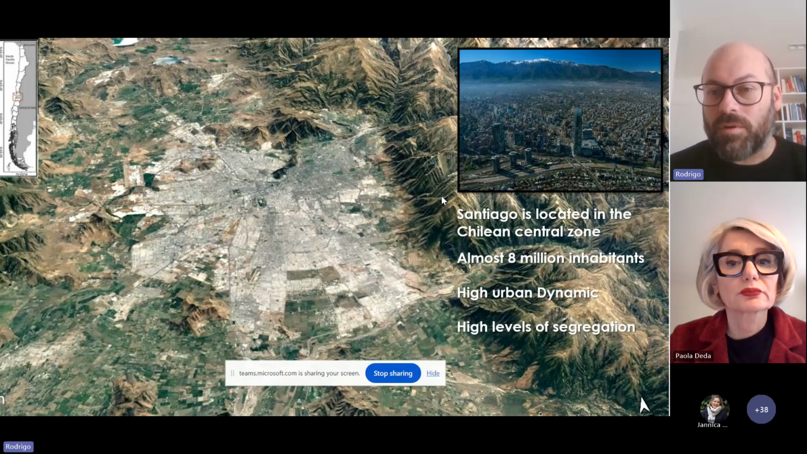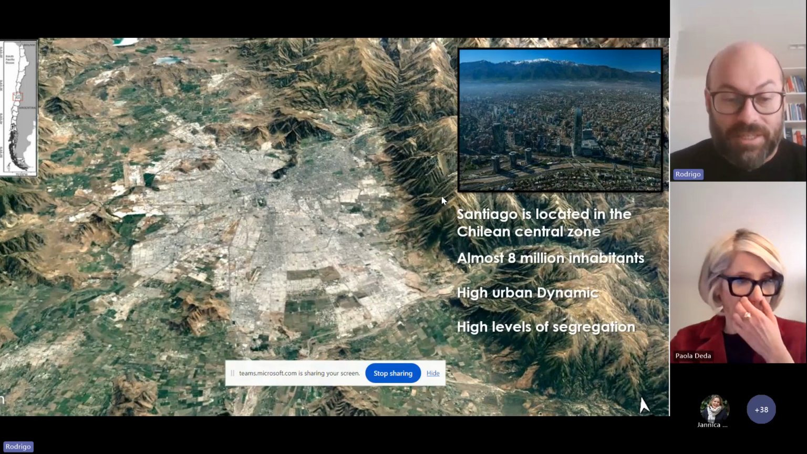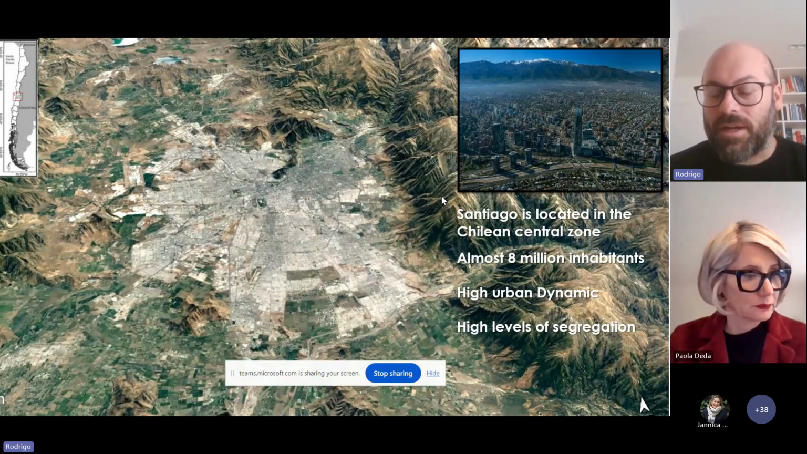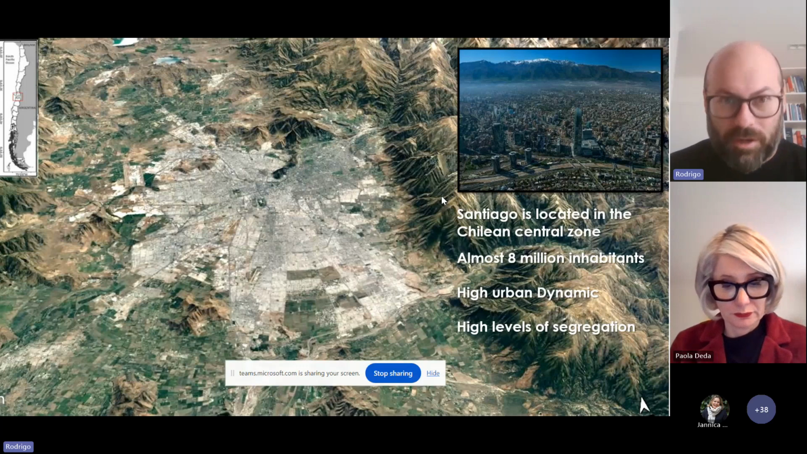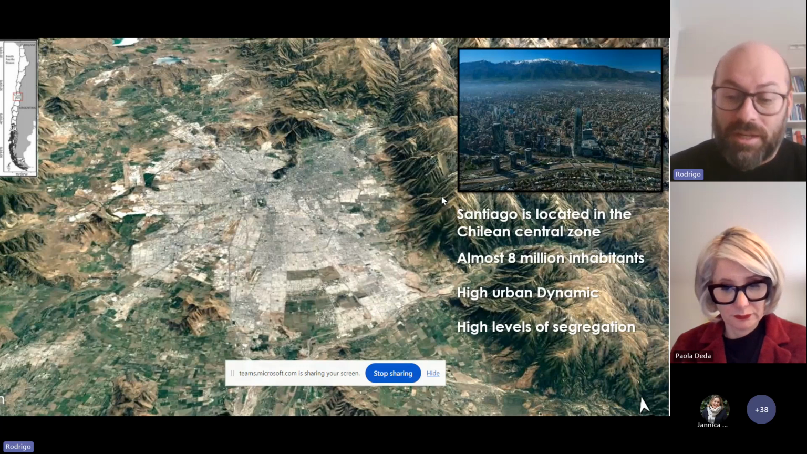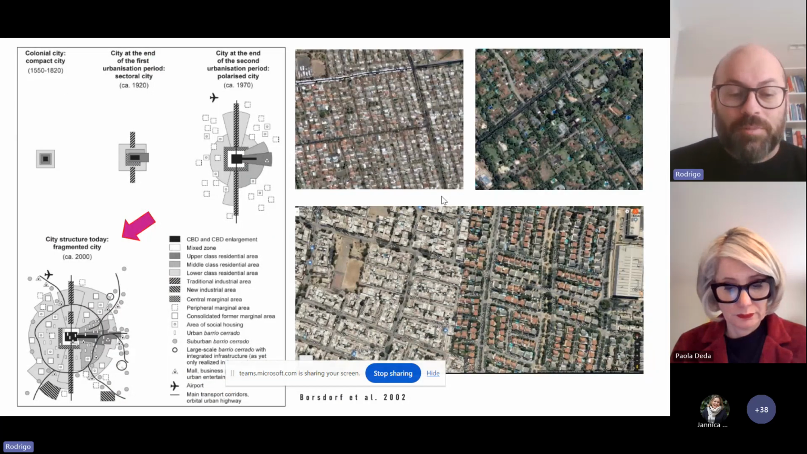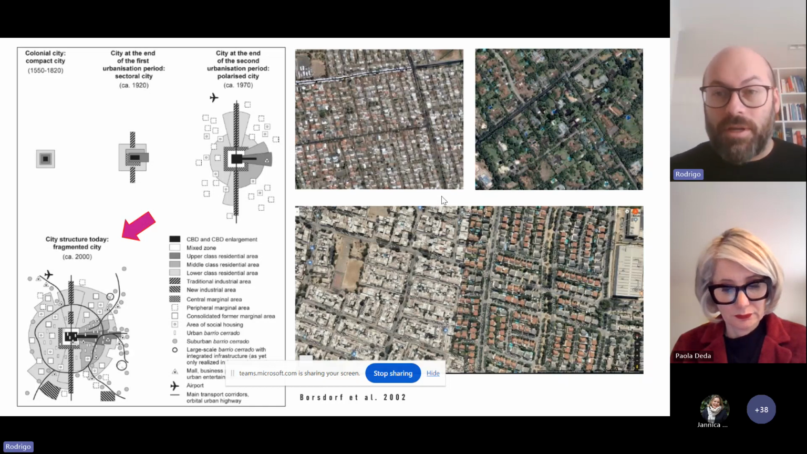It's a city of almost 8 million inhabitants, and is a highly dynamic city in terms of the economy and the services that happen in the city. It also presents high levels of segregation and inequality. Santiago has been described as a fragmented city because it is possible to observe very contrasting social conditions and urban structure in close proximity. Normally it's associated to the contrast between low and high income neighborhoods with, of course, very different degrees of green infrastructure.